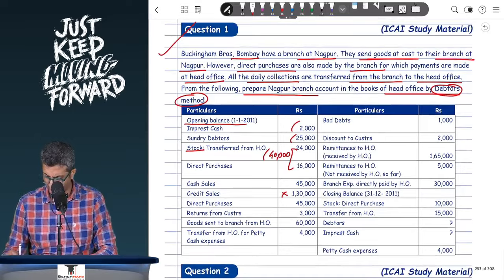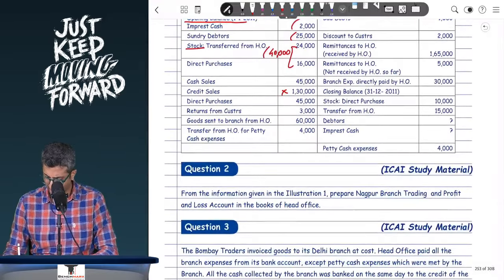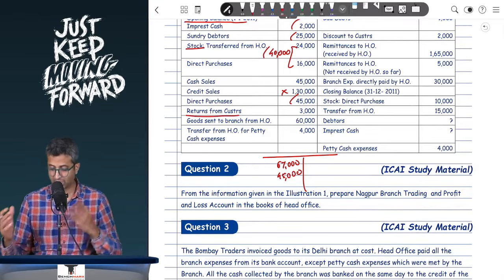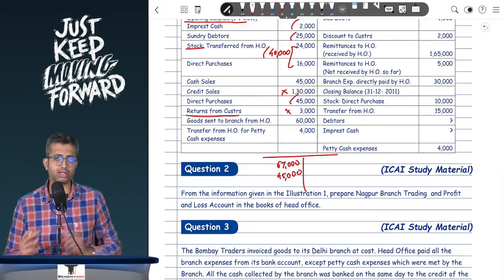So over here, when you are doing this working, I don't have space over here, but you'll have opening 67,000. Then you'll have direct purchase, payment is made by head office, 45,000. Returns from the customers, this is 3,000. But this is return from customers. This is a transaction between the branch and the customer.